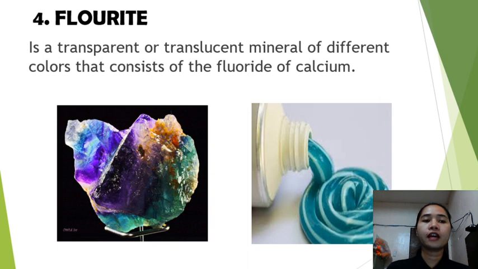Number 4 is fluorite. Fluorite is a transparent or translucent mineral of different colors that consists of fluoride of calcium. This is the structure of fluorite. As we can see, it comes in different colors, and a use of fluorite is toothpaste.